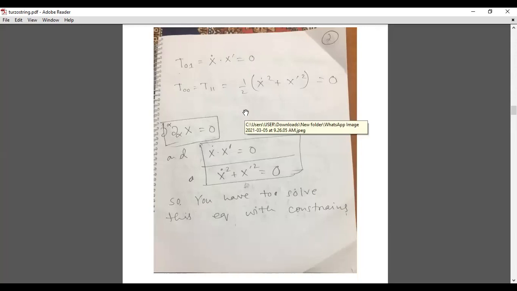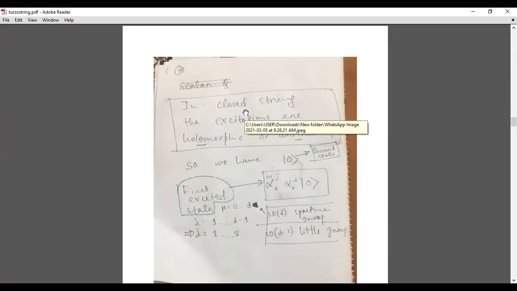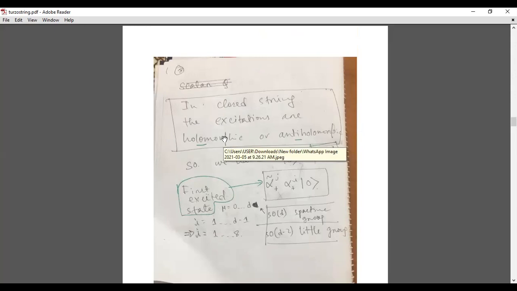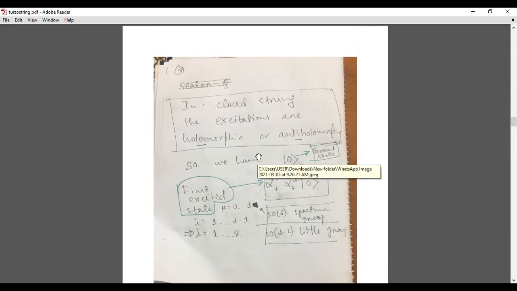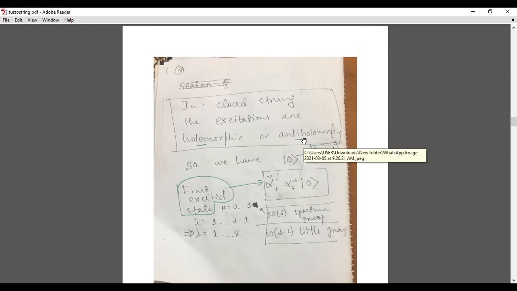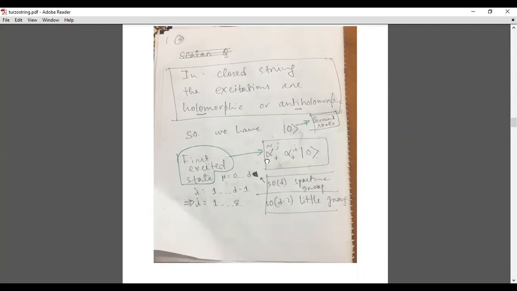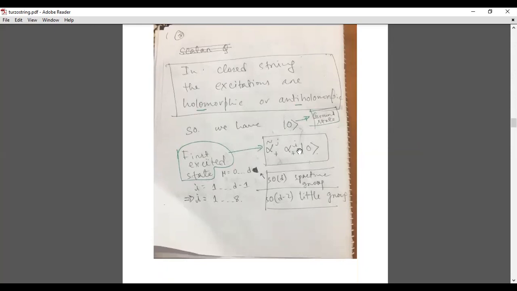And what are these excitations? So we are going to understand that. What are these excitations basically? In closed string, remember that closed string was having a periodic condition, right? And due to that, in closed string, you have both holomorphic and anti-holomorphic generators, okay? So whenever you have a ground state of your string theory here, you can always construct the first excited state in this way, okay?